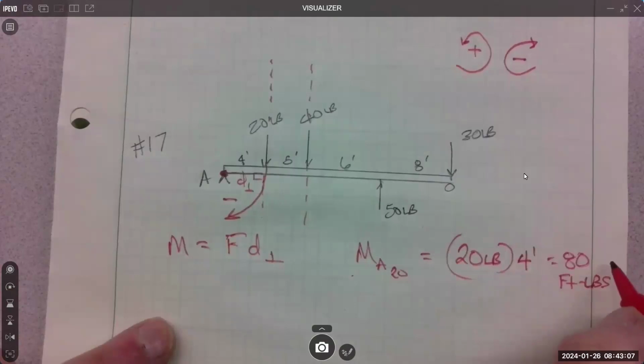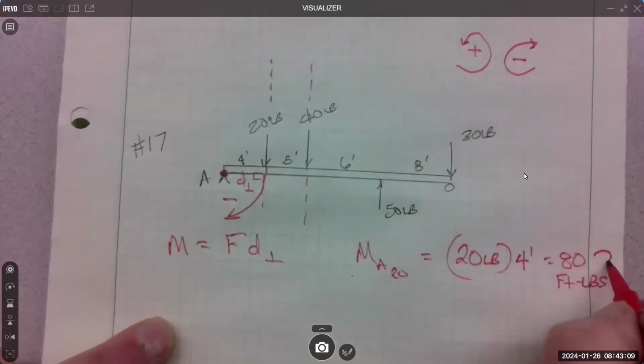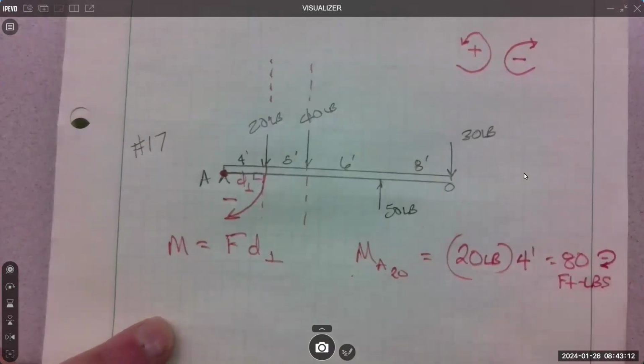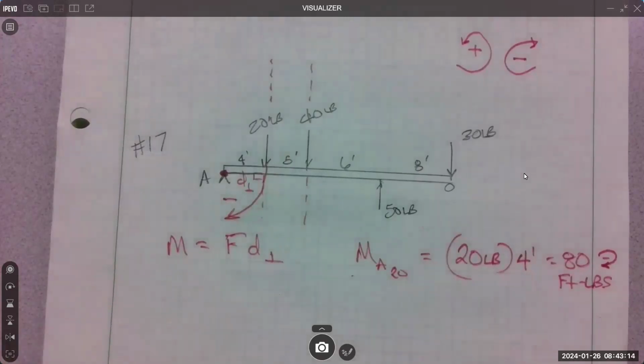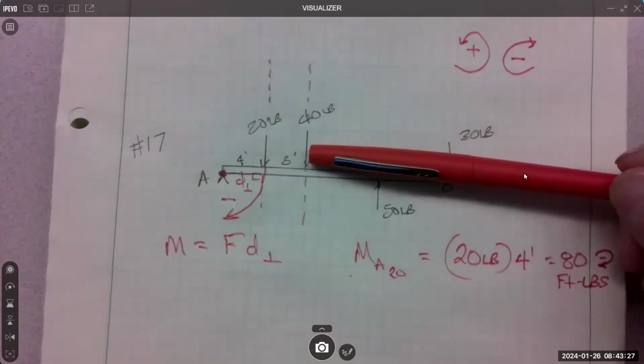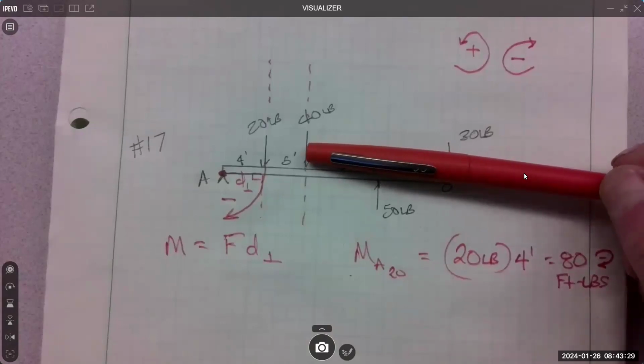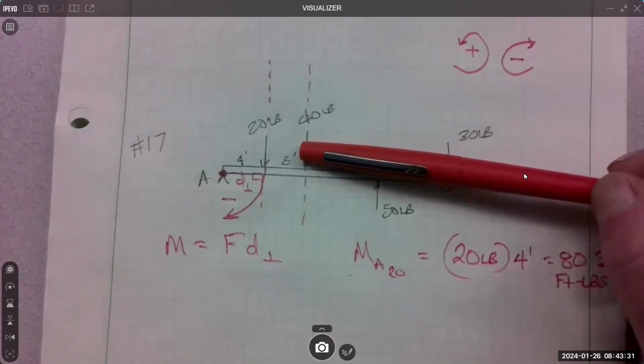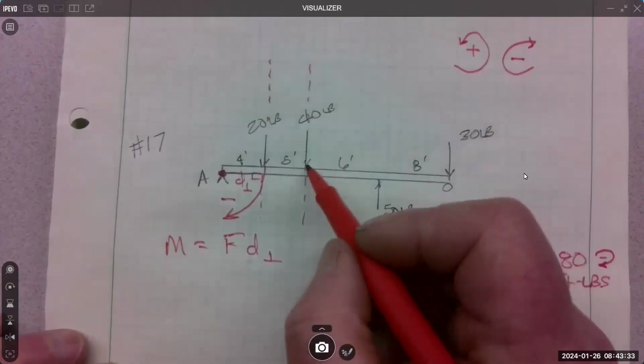I use the symbol probably more than I use the negative. So I don't always put the negative in front of the 80. You can, perfectly legit to do it. I just keep track of the rotations. That's what you have to keep track of. All right, so then what's the 40? 40 times 9, yep. 360? What's its rotation? Yep, negative.